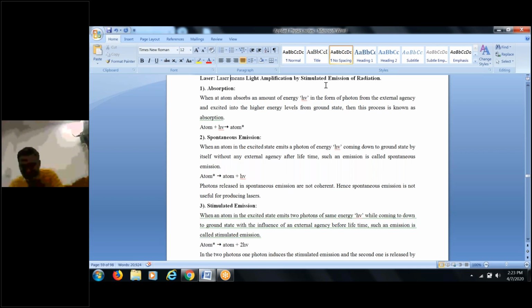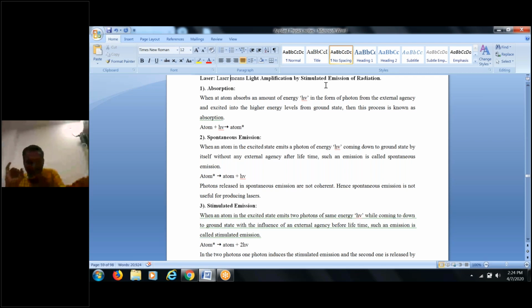In spontaneous emission, the fourth difference is that incoherent photons come out, whereas in stimulated emission, coherent photons come out. Fifth difference: spontaneous emission is a completely uncontrolled process, whereas stimulated emission is a completely controlled process. If you want to produce laser light, start the operation of stimulated emission. That's why stimulated emission is a controlled process. Sixth difference: spontaneous emission does not produce laser light, whereas stimulated emission produces laser light.